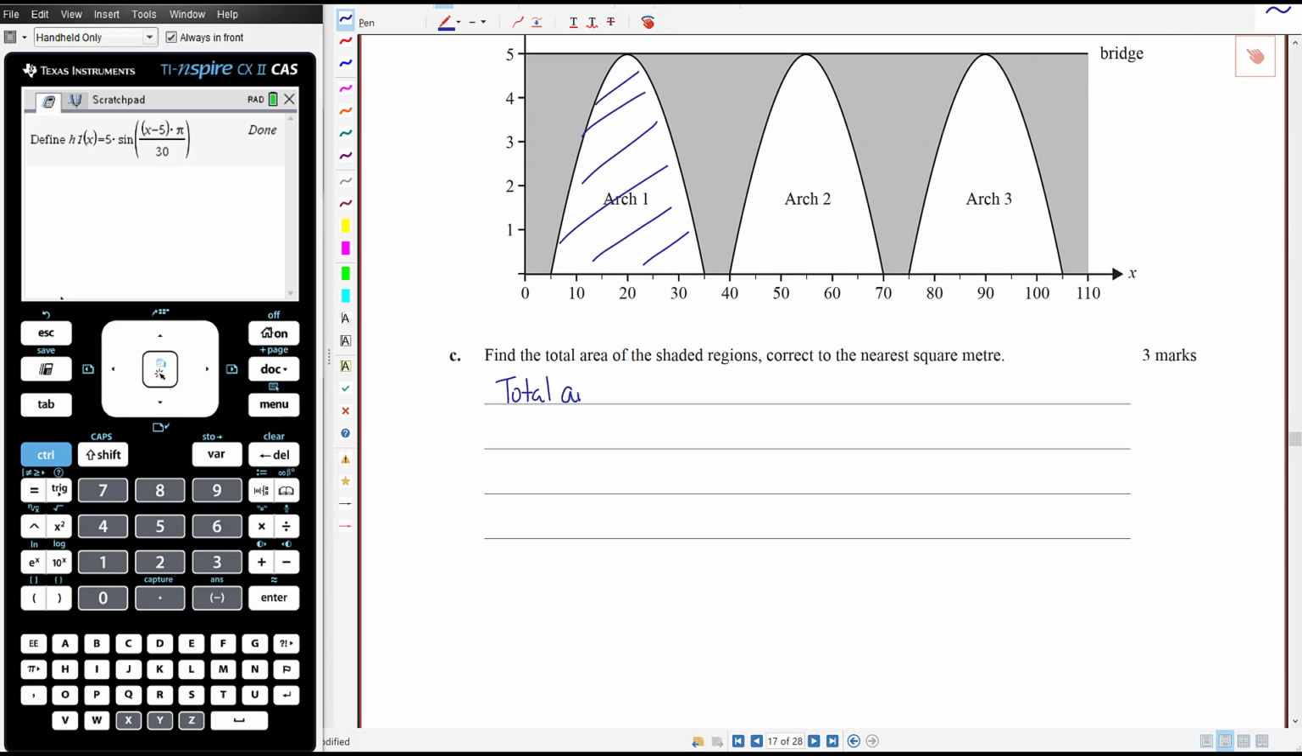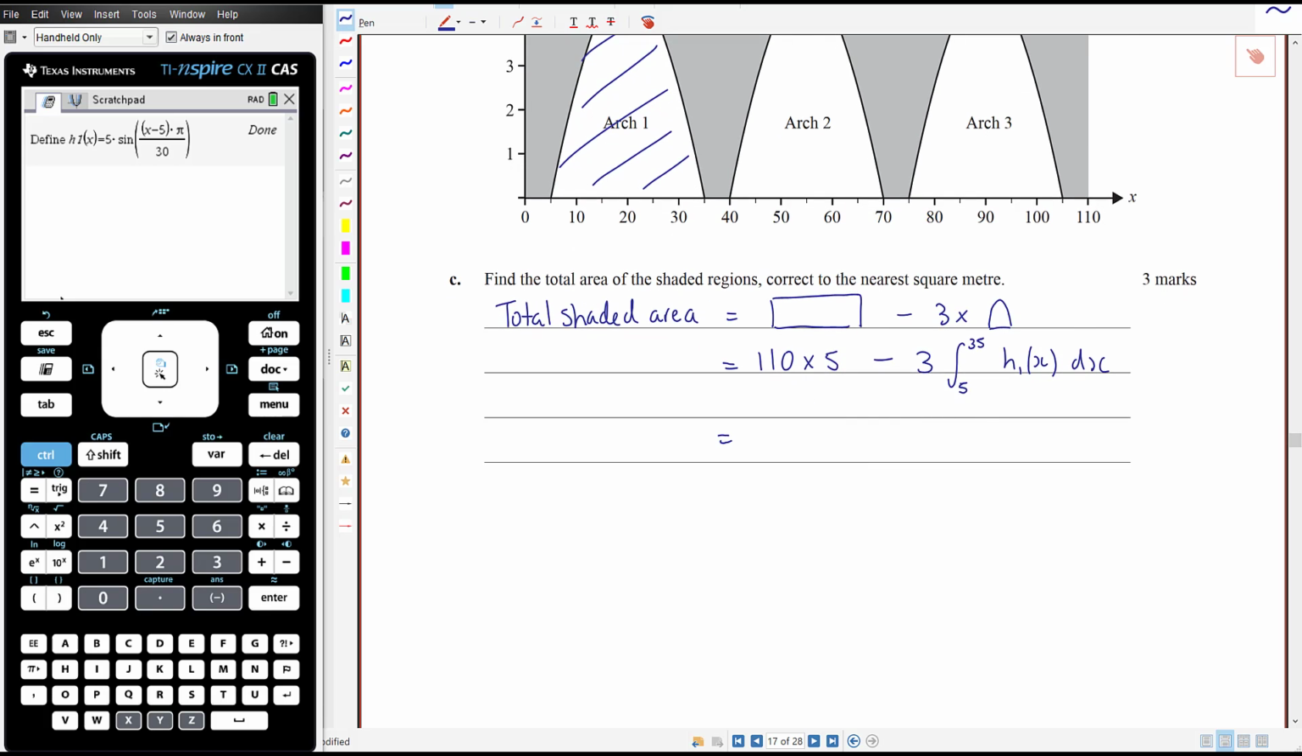So the total shaded area I should say, is going to be the area of the rectangle take away 3 times the area of one arch. So that means it's going to be 110 times 5 minus 3 lots of the integral from 5 to 35 of h1 of x.